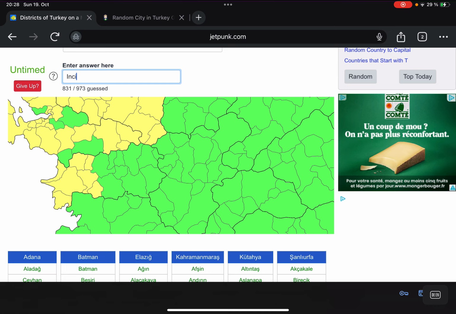Okay, so İncirliova, Karpuzlu, Germencik, Koçarlı, Söke, Didim, and Kuşadası.